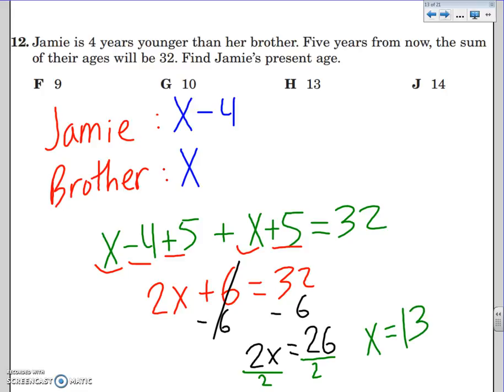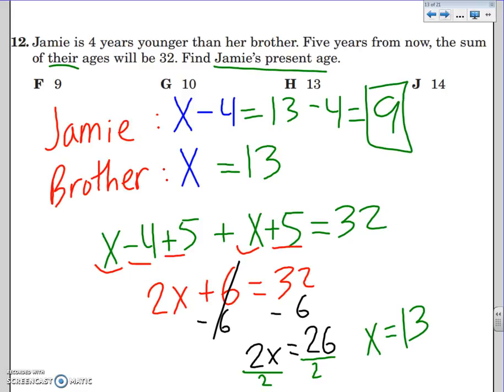Alright, I got X equals 13, and if you see 13 is a choice, right there's H, but that's not the answer. X is 13, so I know her brother's 13. I need Jamie's age, so I plug in X over here, so 13 minus 4 equals 9. Jamie is 9 years old. I could have put X for Jamie, but then I have to put X plus 4 for her brother, and I feel like X minus 4 is easier to deal with. So this answer is F.